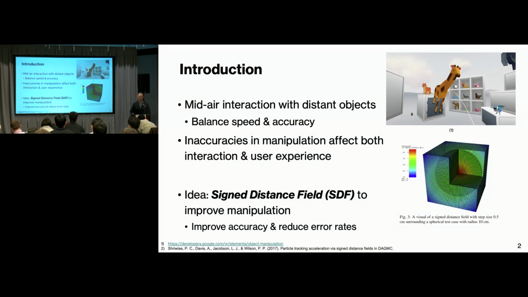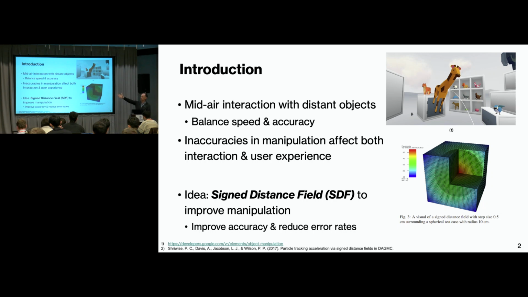The work we did concerns mid-air interaction with distant objects. We are all familiar that we can grab an object in mid-air directly in front of us, but that's limiting because not every object is within arm's reach. Now we can navigate there, but that comes with different trade-offs because you need to get there and potentially come back. So we want to interact at a distance.